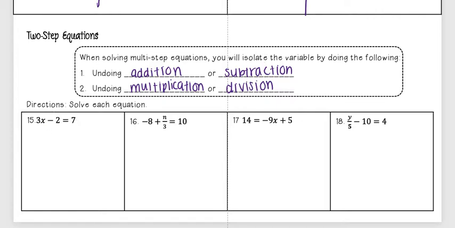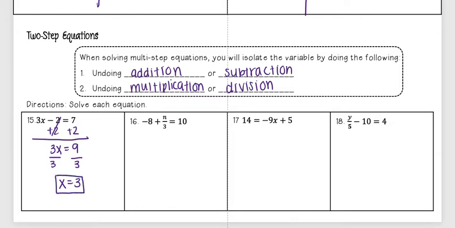So for example, when I'm looking at this first problem, I want to get x by itself. I can't divide by 3 yet because there's still that minus 2 there. So my first step here is I'm going to add 2 to both sides. So that means those go away, and then 7 plus 2, I get 9. And now that the x is almost by itself, I can undo that multiplication. And so then I can undo that by dividing, just like what we did. And so I get x is equal to 3.